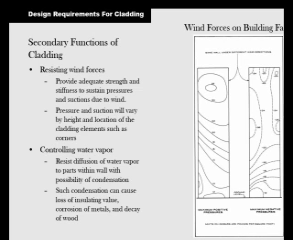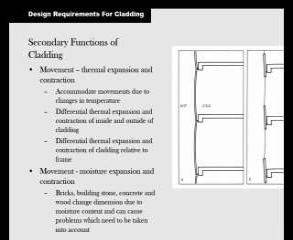Secondary functions of cladding: resisting the wind forces, providing adequate strength and stiffness to sustain the pressures and the suctions due to the wind. As you get higher up in the building, like I said, the pressure is much greater, and you have to really strengthen your cladding to withstand those pressures. Water vapor, you don't want water getting in there for obvious reasons. Water is the devil in construction, so you need to keep it out at all cost, or else it'll destroy your building.